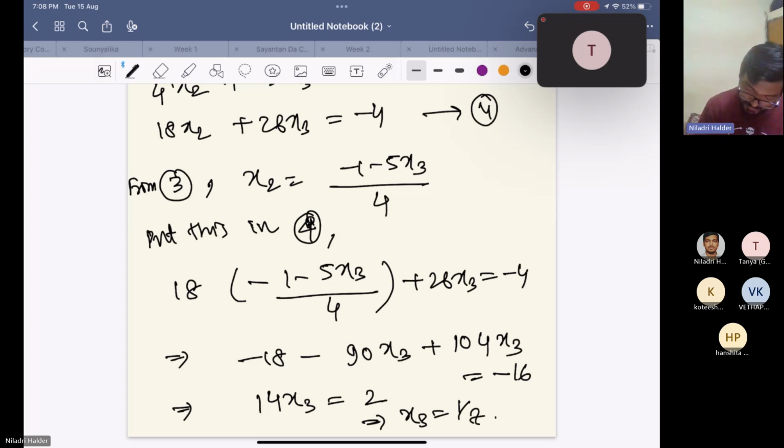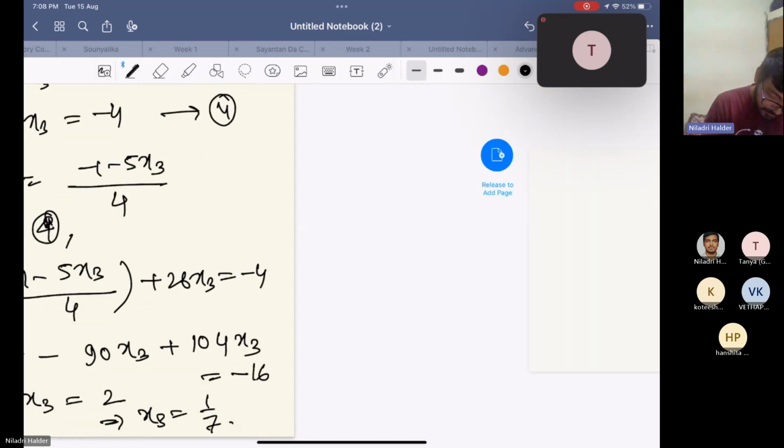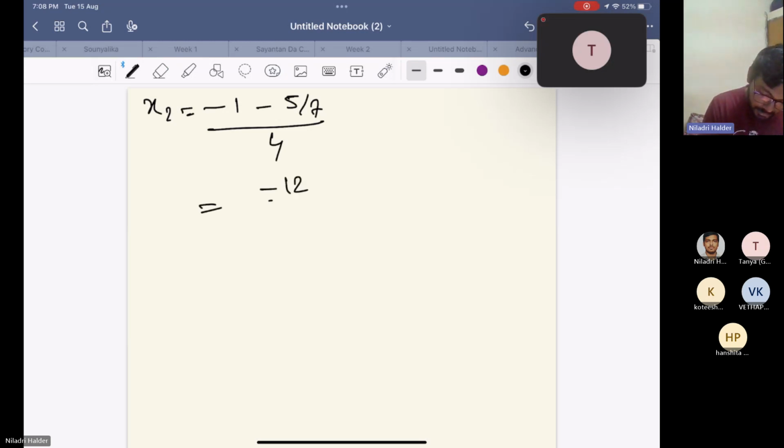I'm getting this x3 as 1 by 7, but please check here if this is correct or not. And then x2 is minus 1 minus 5 x3 by 4. So x2 is minus 1 minus 5 times 3 by 4. Okay, so then it should be minus 7 minus 12, 28.